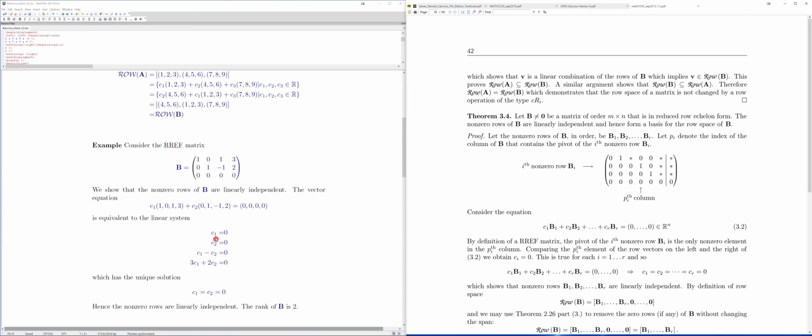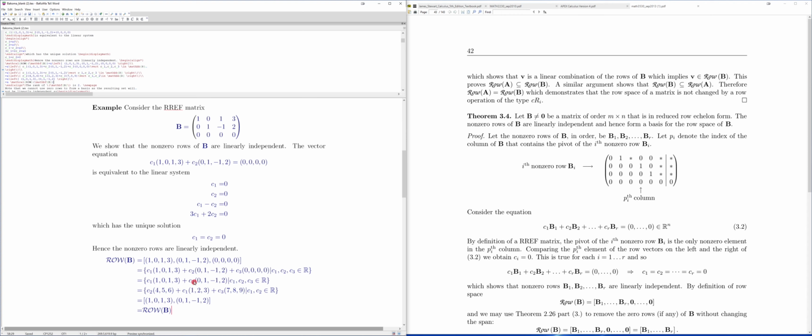So for this example, matrix B, I showed that the non-zero rows are linearly independent. Now there's the next statement, that your non-zero rows are going to form a basis for the row space. Let's use this example to see what's going on. What's the row space of this matrix B? Well, it's the span of all the rows, so the span of the 3 rows here: the first row vector, the second row vector, and the third row vector, which happens to be the 0 vector.